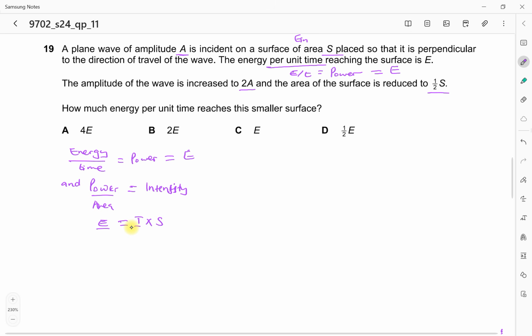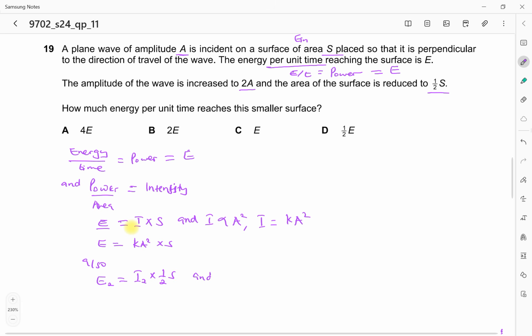That is for the first one. But I want you to also remember that intensity is directly proportional to the amplitude squared. So for the first one, intensity is going to be a constant times the amplitude A squared. So energy per unit time is going to be equal to K A squared times S. So for the second one, E2 is going to be equal to the second intensity, which I'll call I2, times the second area, which is given as a half S.